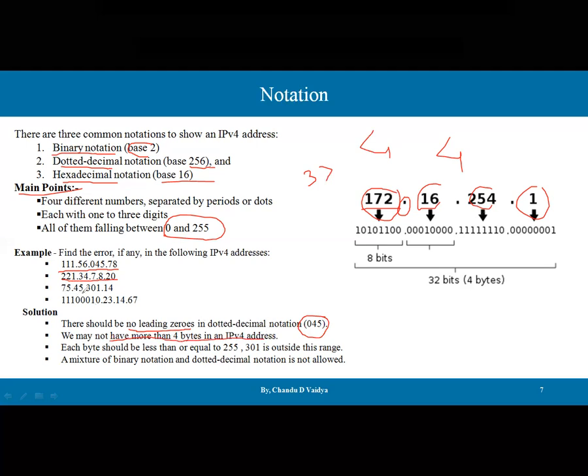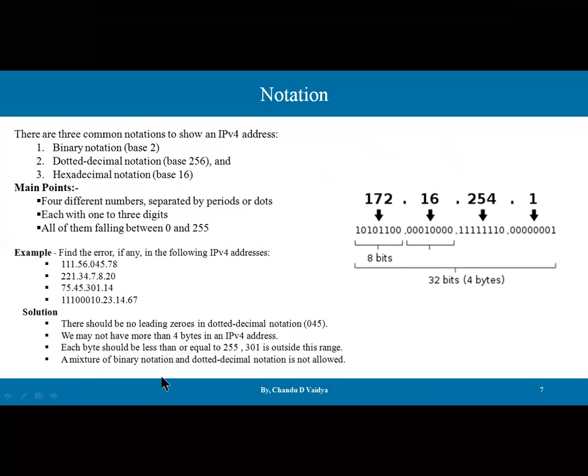If you go with the third IP address, which is 75.45.301.14, as I told you, the value is supposed to lie between 0 and 255. Here there is a 301. 301 is outside the range, so again it is a wrong address. Then the fourth address is, let's say, 111.000.10.23.14.67. This is again a wrong address because we cannot assign a mixture of binary notation in these IP addresses. So this IP address is also wrong. Okay, so we need to follow all the concepts of the IP address.